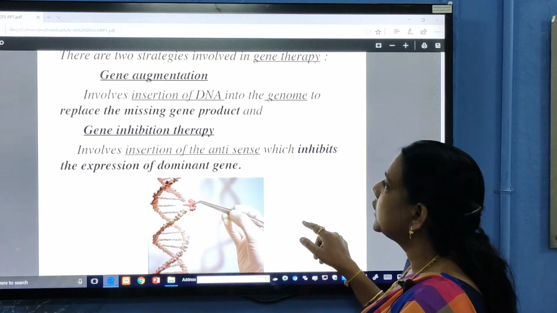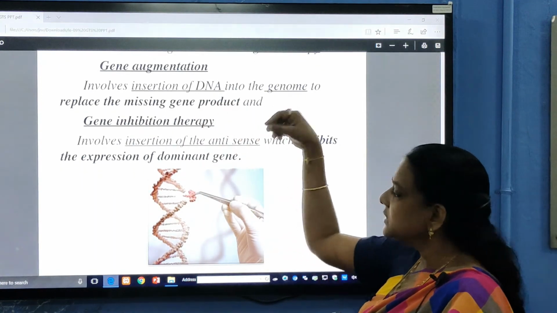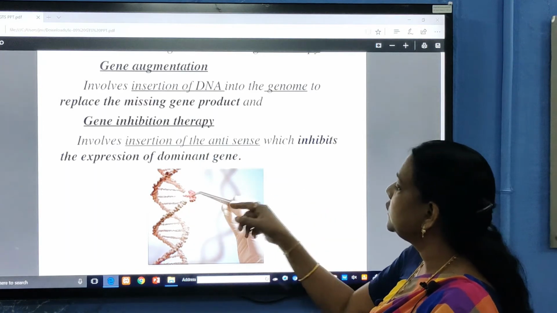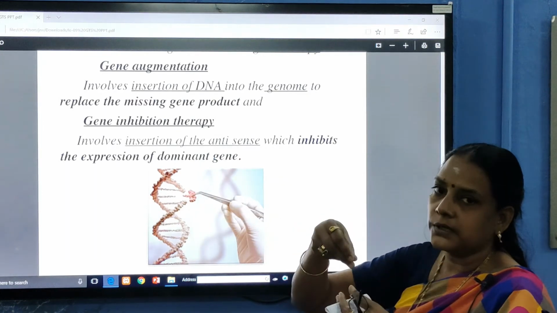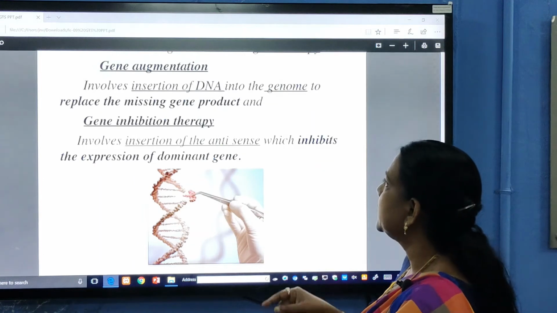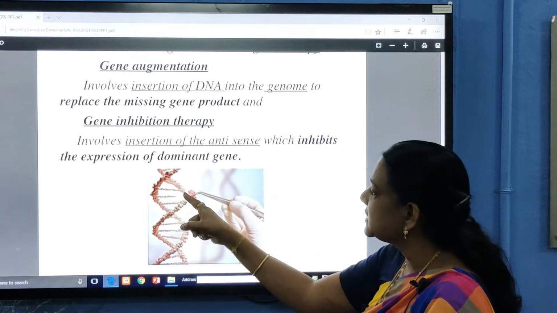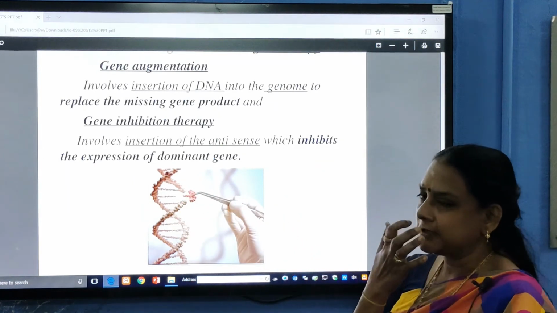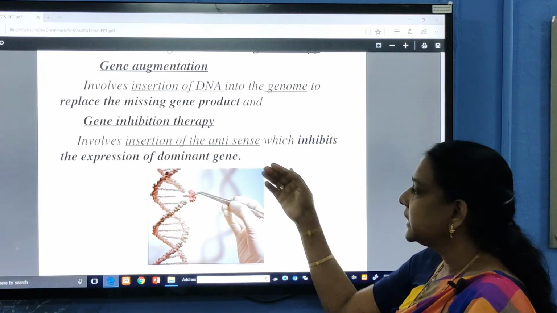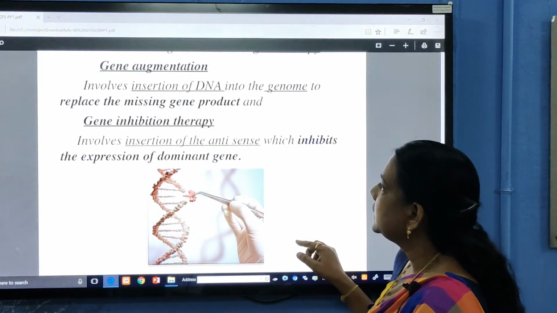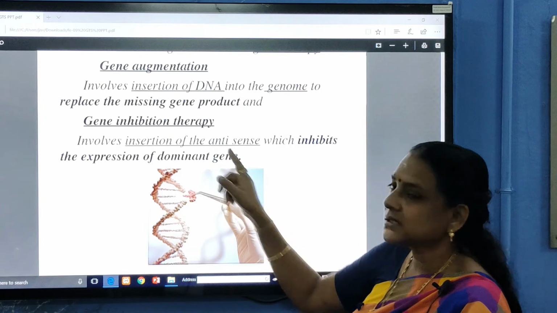Gene augmentation involves insertion of a DNA into the genome. Insertion, you are inserting it. Insertion of a DNA into the genome to replace the missing gene product. Whichever the missing gene product is there, it can be inserted. Okay.